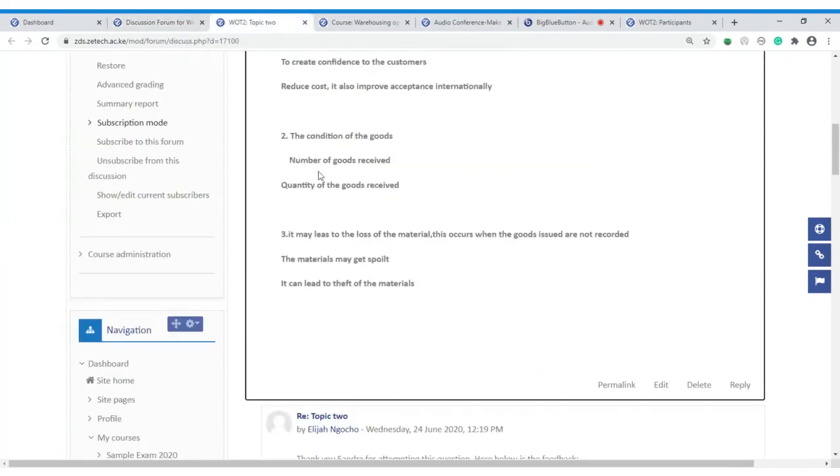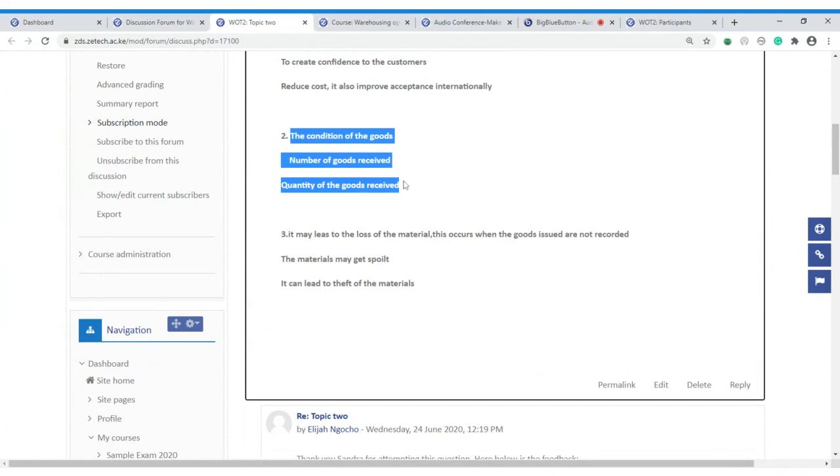She wrote 3, which are correct. The condition of the goods, the number of goods received, the quantity of goods received. You can also consider to check whether this is the correct destination of the goods. Is this the correct place? More often than not, it will be the correct place, but sometimes you can find the supplier has brought it to the wrong point. Maybe you have several inspection places and you need them to go to one particular one. So you can confirm that.